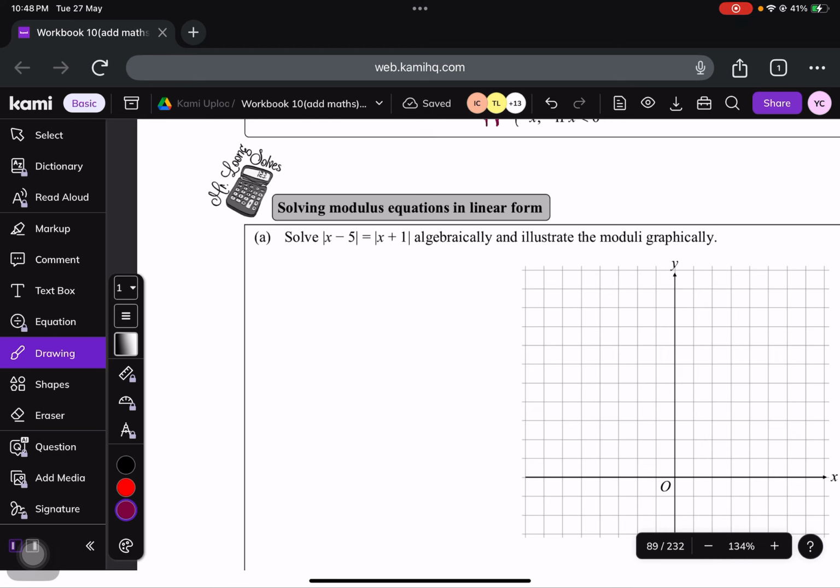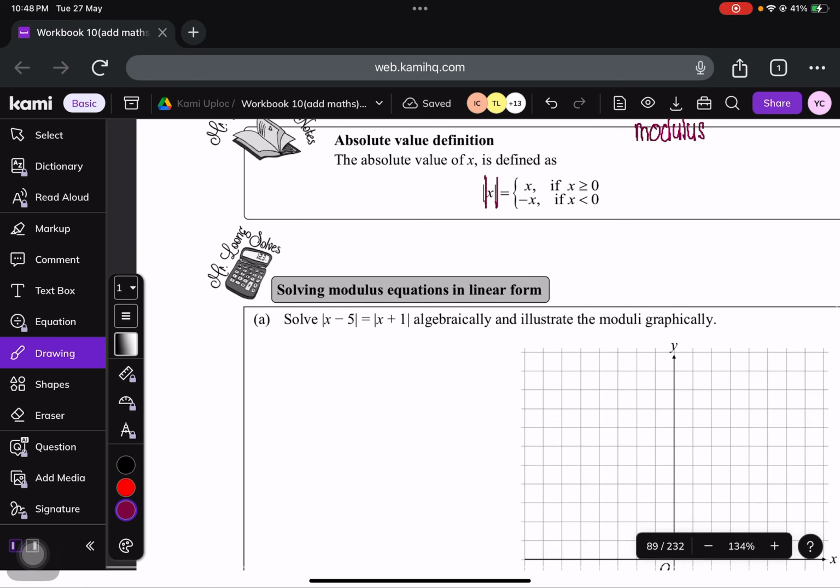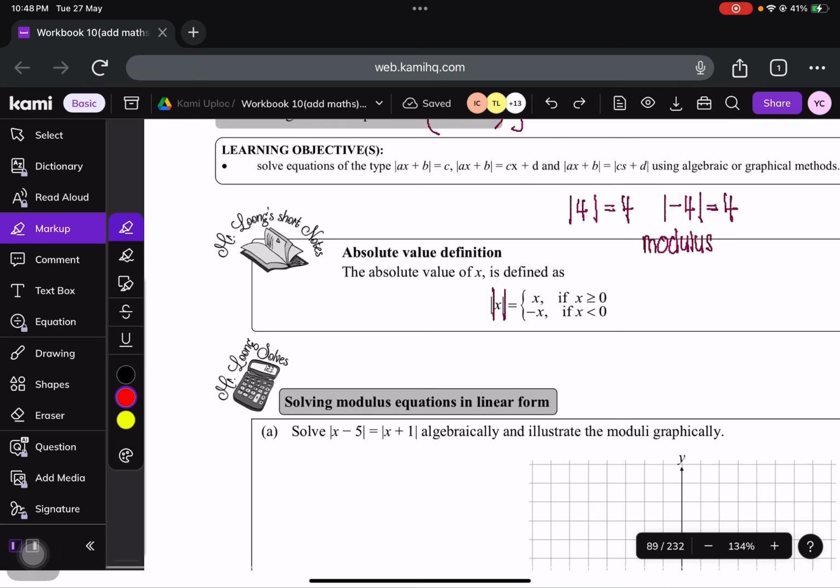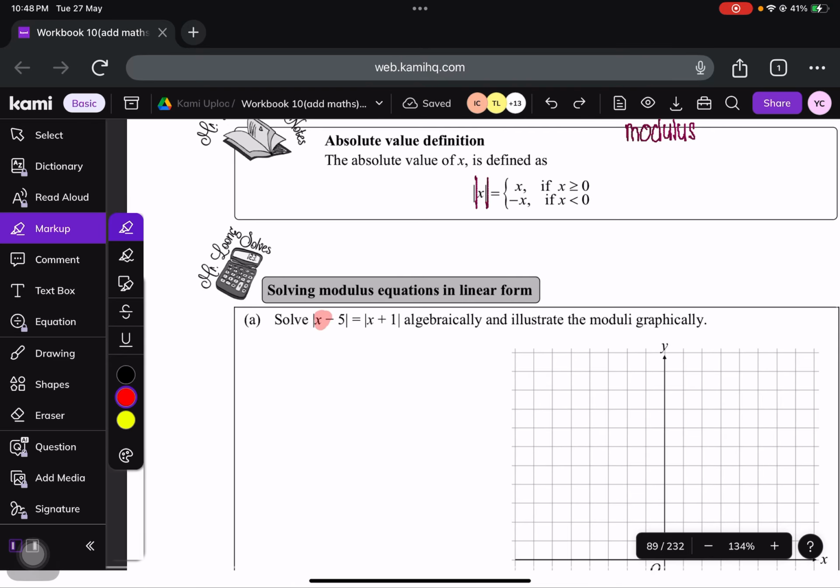Now, when you have modulus, this x minus 5 here can be positive or negative. Because modulus, I told you, whether it's positive or negative inside, the result is positive. So the x minus 5 here or the x plus 1 here can be positive or negative. But I don't want that, because if it's positive or negative, there are two possibilities. It's very hard for us to solve it, correct?